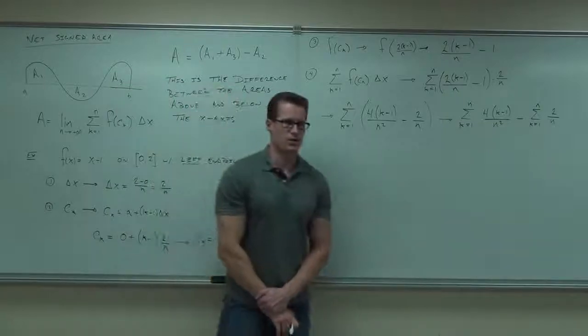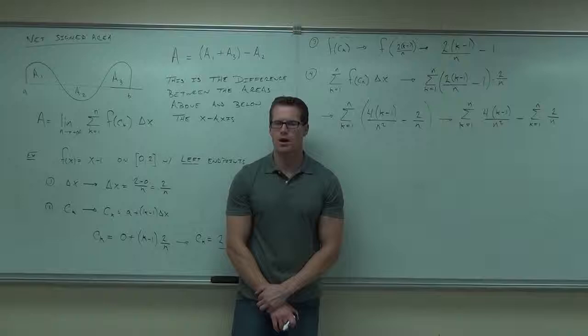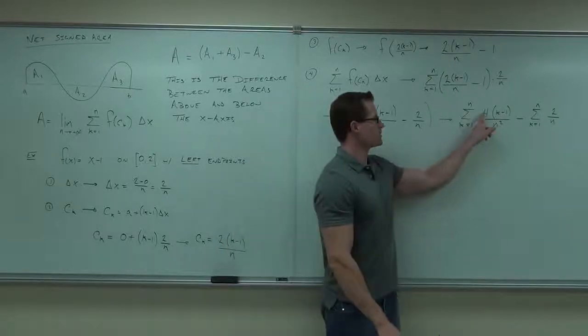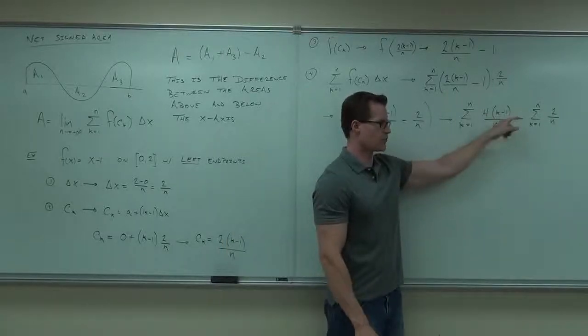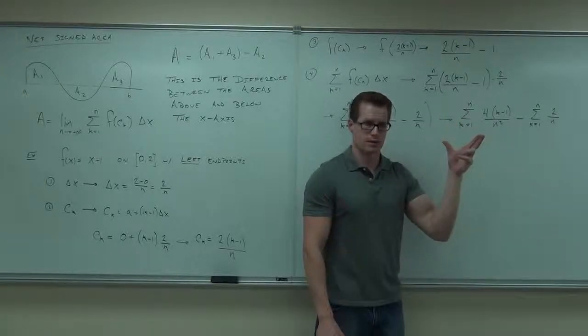Are you still okay so far? You sure? At this point, you do have options. Your options are this. You could distribute the 4 and then separate those fractions and make 2 more sums. You could do that. That's option number 1.